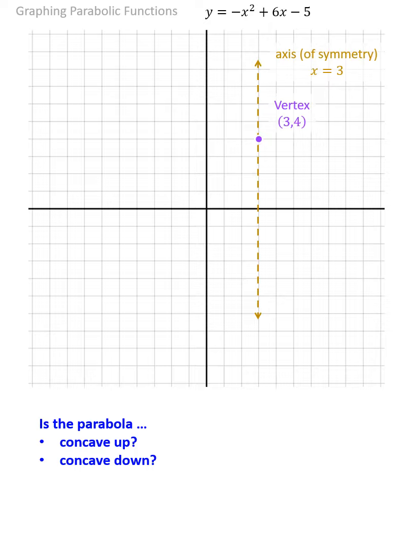But in general, watch the bottom of the screen, if a is positive, which it's not in this case, the parabola will be concave up. If a is negative, then the parabola will be concave down. And in this problem in particular, a is -1, and therefore we're going to have a concave down parabola in this case.